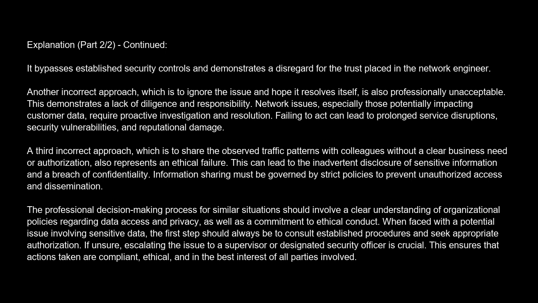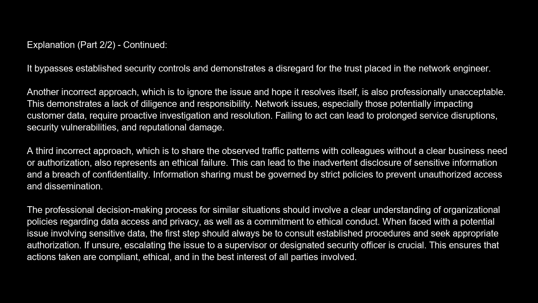Another incorrect approach, which is to ignore the issue and hope it resolves itself, is also professionally unacceptable. This demonstrates a lack of diligence and responsibility. Network issues, especially those potentially impacting customer data, require proactive investigation and resolution. Failing to act can lead to prolonged service disruption, security vulnerabilities, and reputational damage.